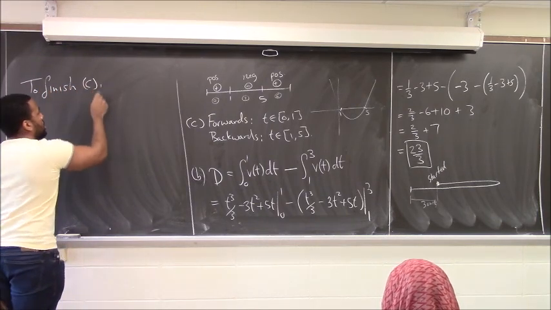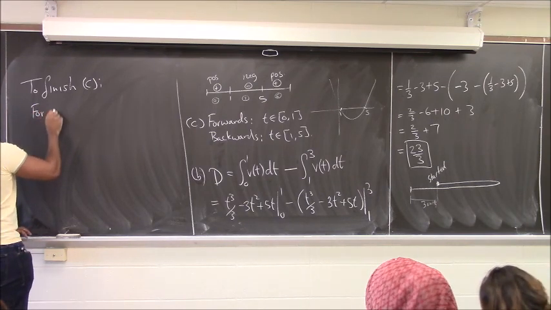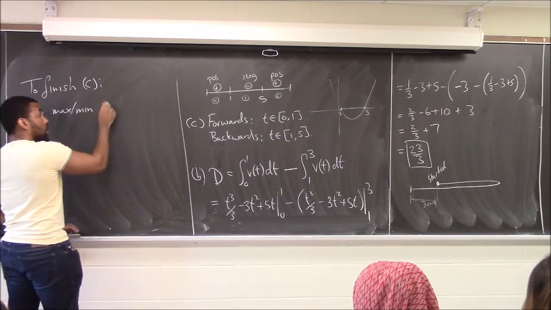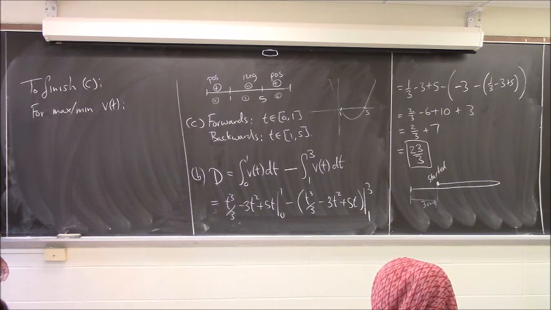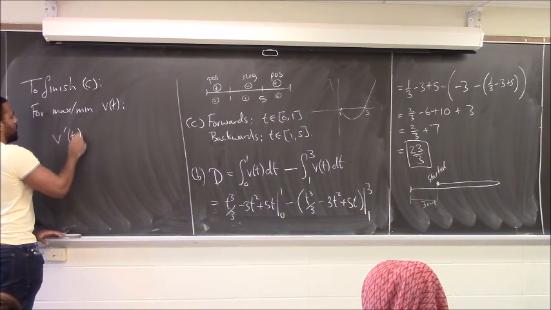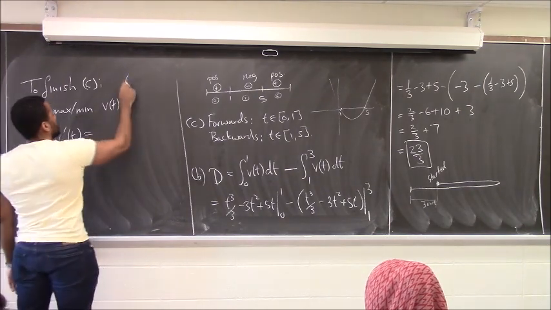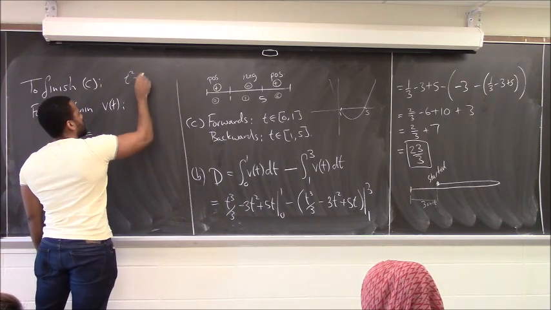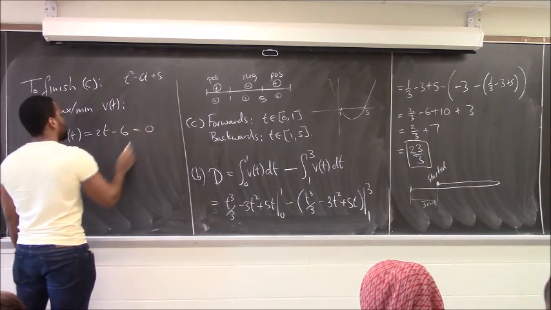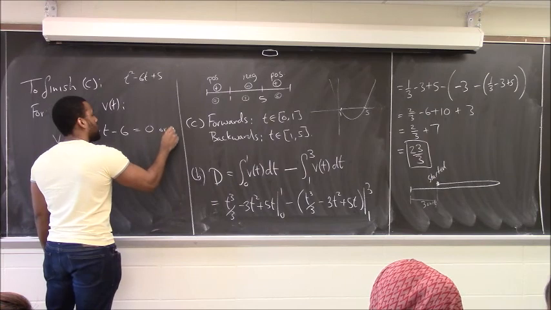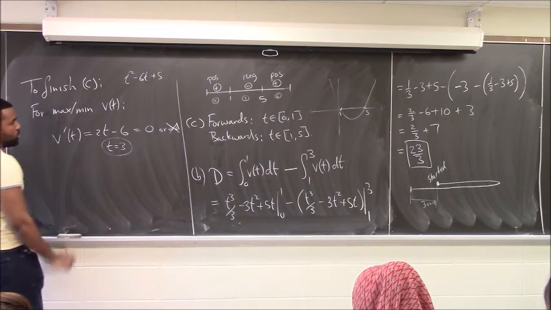To finish part C, max and min for velocity. Here's where I need the critical points because the derivative tells me about maximums and minimums. So find v prime. What was the original v? I already said it was t squared minus 6t plus 5. Right, so that's going to be 2t minus 6. I'm going to set that equal to 0, or undefined. It's never undefined, so this means t equals 3 is where the critical point happens.